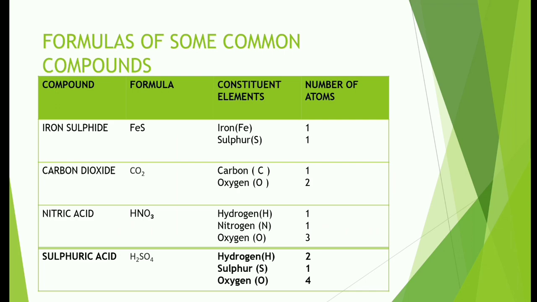Then the last is sulfuric acid. The formula is H2SO4. The number of elements again over here are 3: hydrogen, sulfur and oxygen. In hydrogen the number of atoms is 2. In sulfur the number of atoms is 1, and in oxygen the number of atoms is 4. So this table tells you how to write down the elements separately in a compound and how to know how many atoms are there in those particular elements.